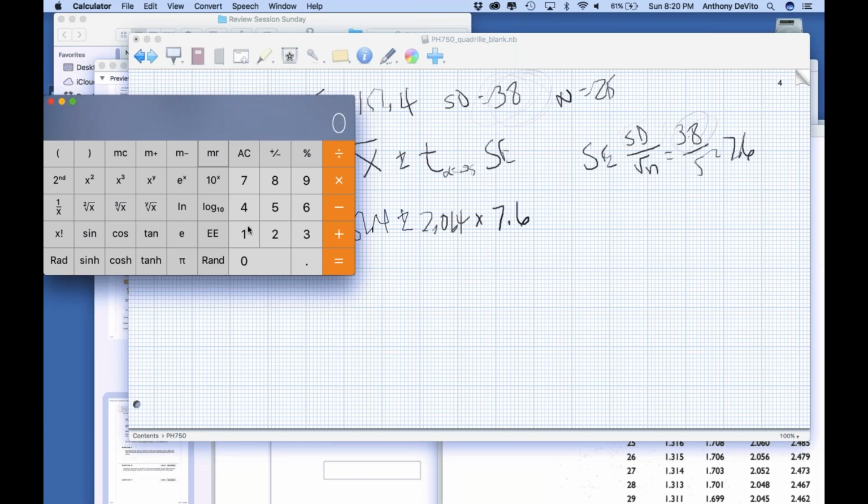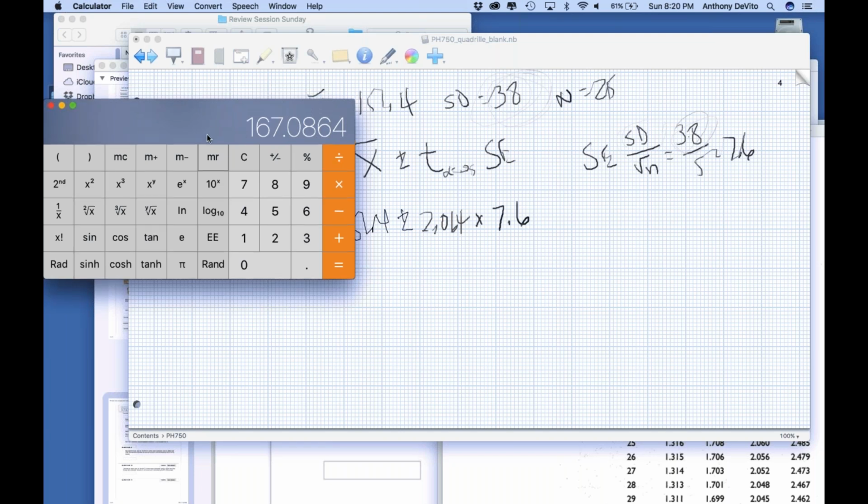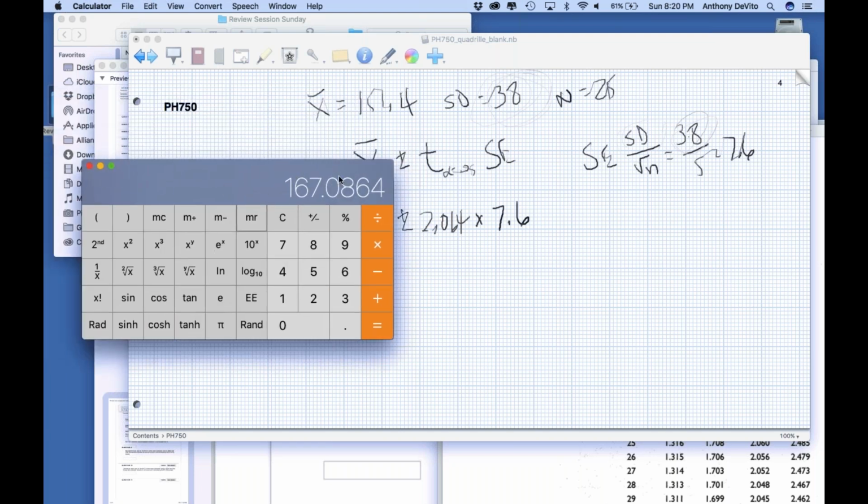And let's see, 151.4 plus our margin of error. It's going to be 167.0864. Notice how that range is a little bit wider than it was when we knew the population standard deviation and could use Z. And that's because we're not as certain as a result. So when we're not as certain, we have to have a wider confidence interval.